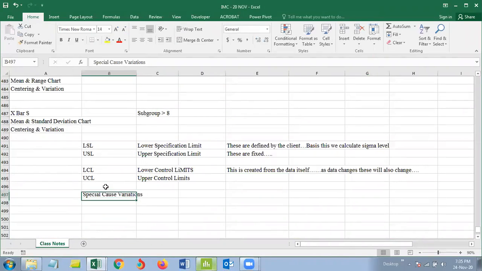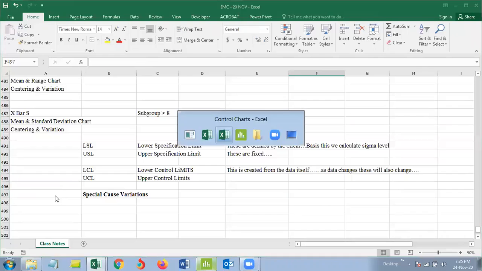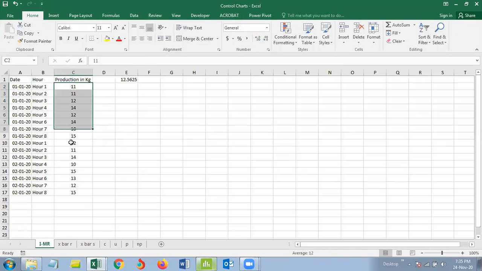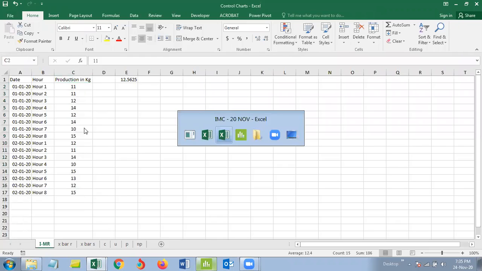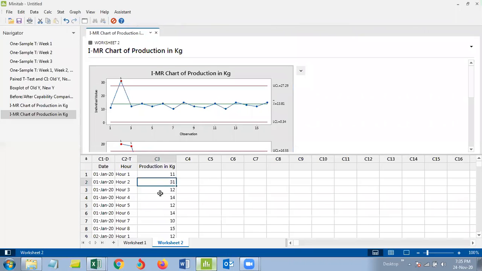Special cause variations. Now, there's something called common cause variation, normal process variation, where every data point can't be the same. All the values cannot be the same. Every data will fluctuate a bit here and there because that's a normal process thing, which is fine. But having a value like 31 all of a sudden in between is definitely a big variation. It's humanly not possible for you to track every single value.